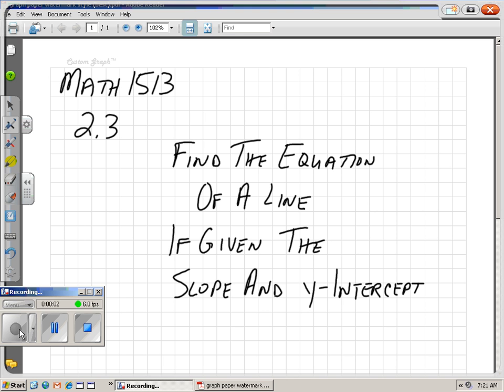Alright guys, this is College Algebra, Math 1513, Northern Oklahoma College, Chapter 2, Section 3. Find the equation of a line if given the slope and y-intercept.